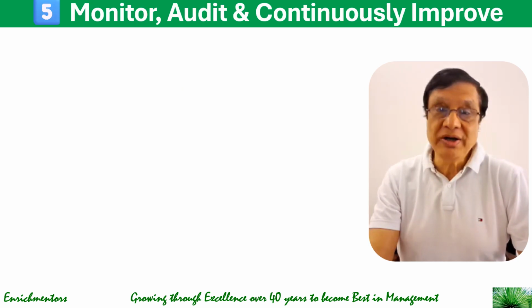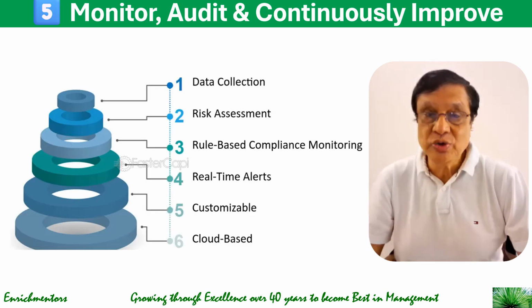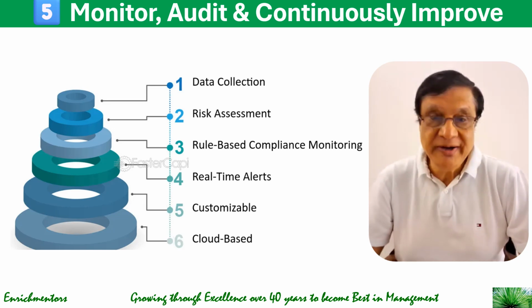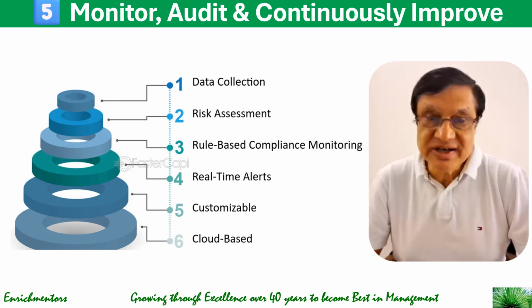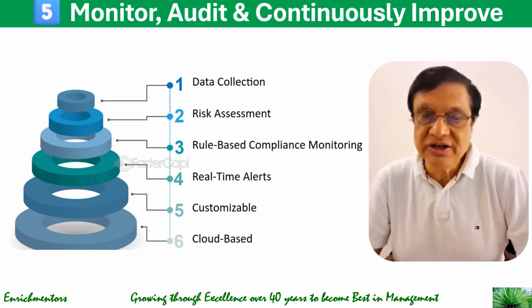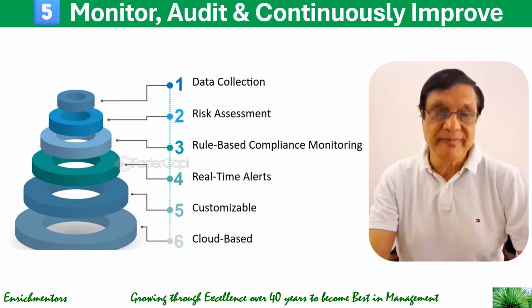The fifth thing is to audit, monitor, and continuously improve. For that, you need to implement real-time monitoring for compliance violations. After you have done the data collection and risk assessment, you need to set up automated alerts for security breaches and conduct regular audits to improve policy. How does Amazon do this? Amazon runs quarterly data audits to detect anomalies and enhance data security.